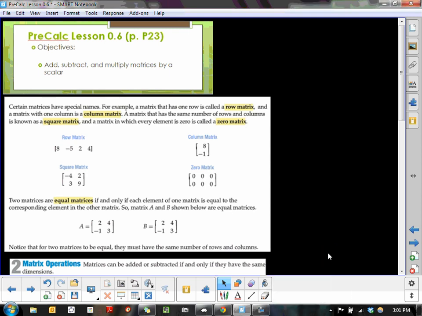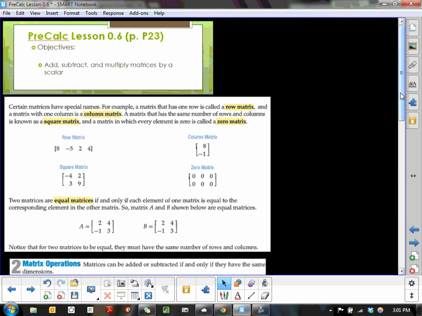Next, we're going to talk about certain matrices with special names, and then we're going to add and subtract matrices. Special matrices are given their own unique name: a row matrix, which is built of entirely one row; a column matrix, which has exactly one column; a square matrix, which has the exact same number of rows and columns; and a zero matrix, which has all the elements within the matrix being zeros.